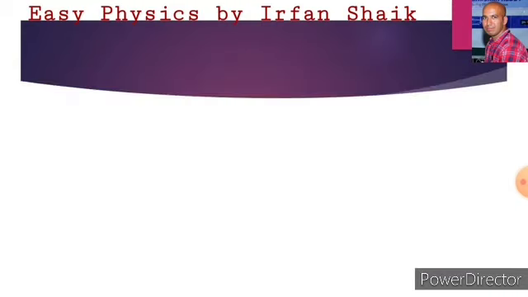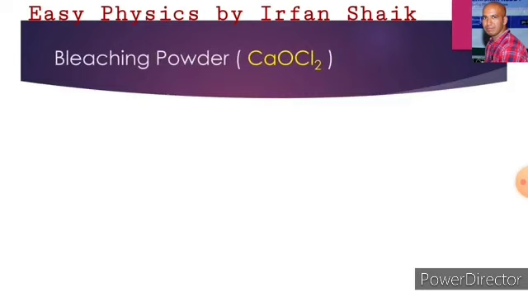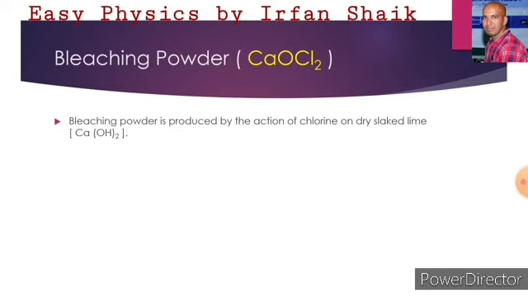First of all, let us discuss bleaching powder. Its formula is CaOCl2. Bleaching powder is produced by the action of chlorine on dry slaked lime. The formula of slaked lime is Ca(OH)2. So here is the equation. When calcium hydroxide, that is slaked lime, reacts with chlorine, we can produce bleaching powder, that is CaOCl2.